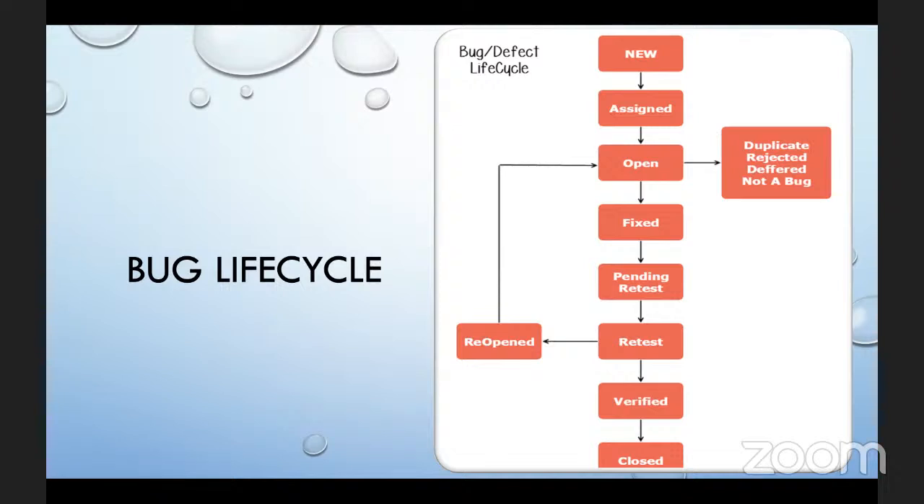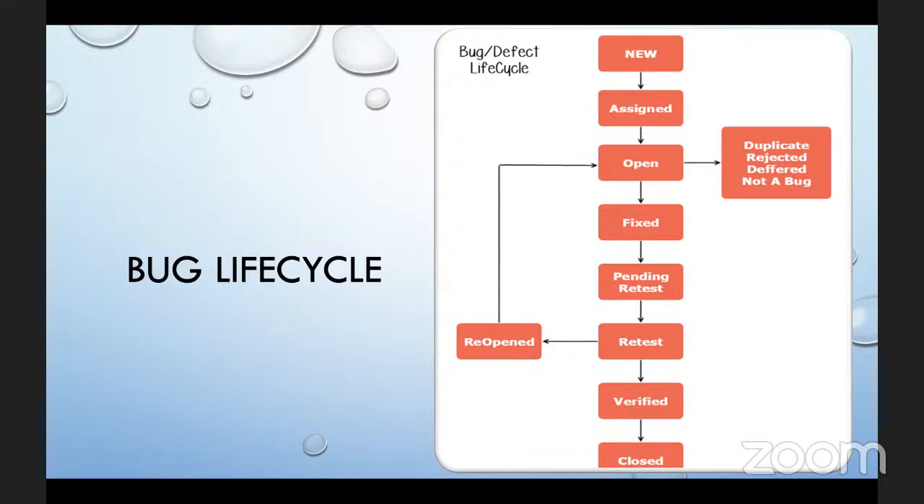From the top, you guys see new, right? So when you find a bug, obviously, the very first status is going to be new, right? And then once you open it up, it has to be assigned. So the next step is what? Assign. You've got to assign it to somebody to fix it, right? And then it comes down to open.